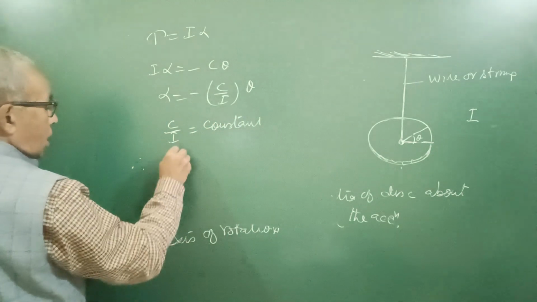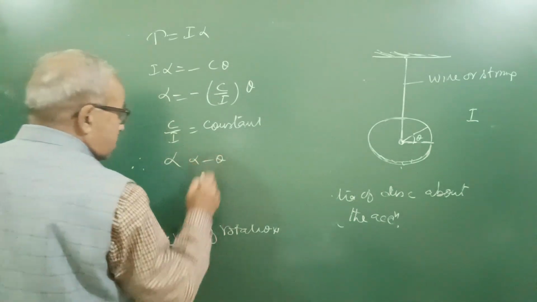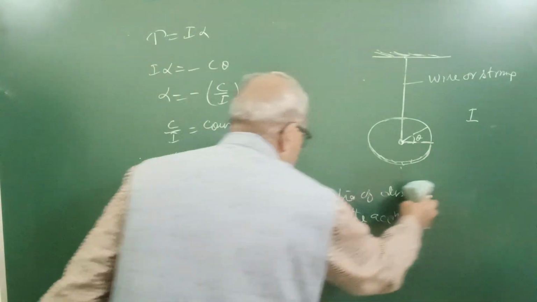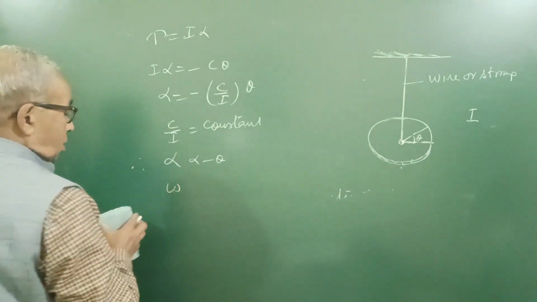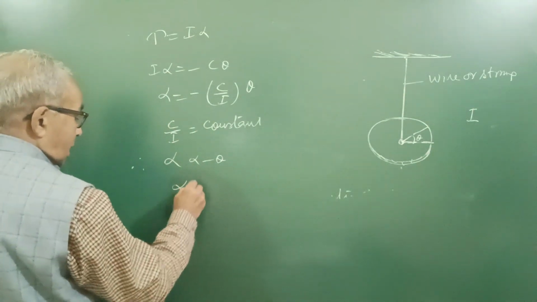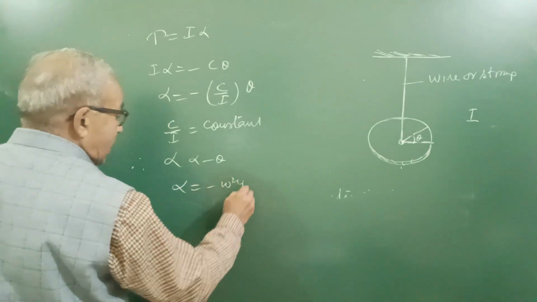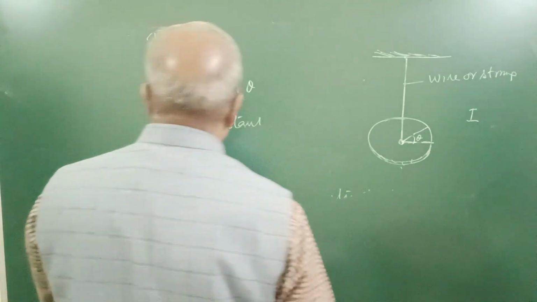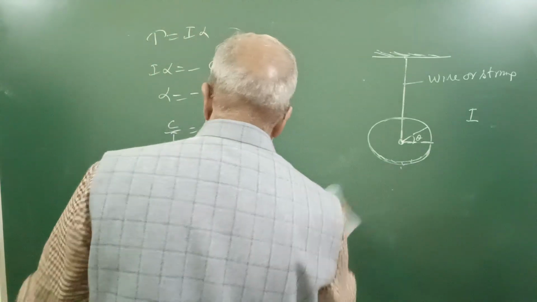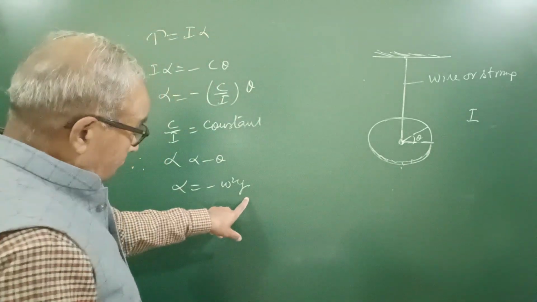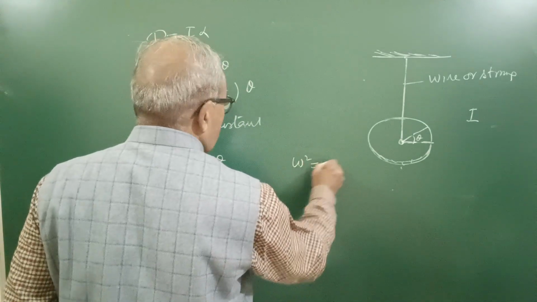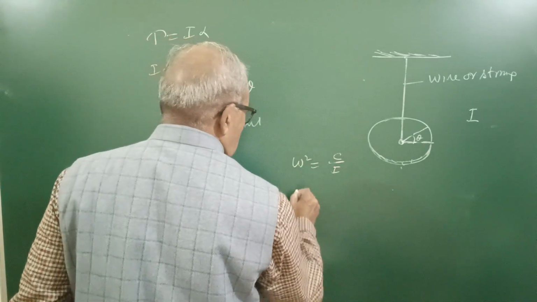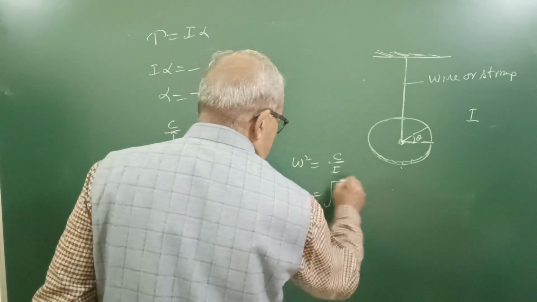So alpha is proportional to minus theta, and the motion is simple harmonic. For SHM, alpha equals minus omega square y. Here, in place of linear acceleration there is angular acceleration, and in place of linear displacement, angular displacement. So omega square equals C upon I, and omega equals under root C upon I.